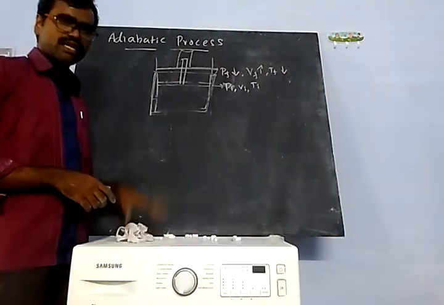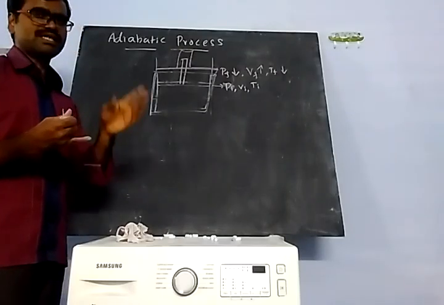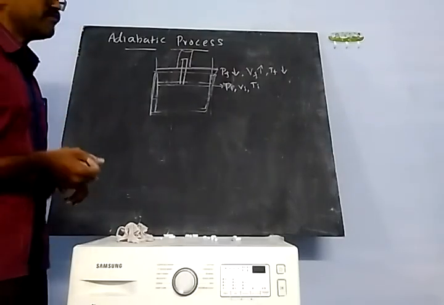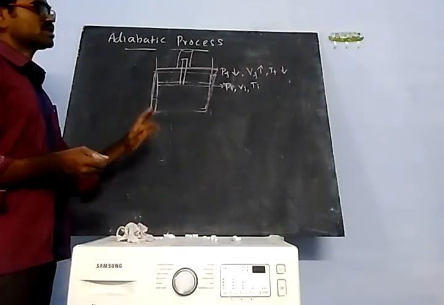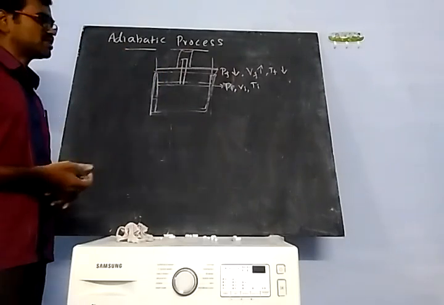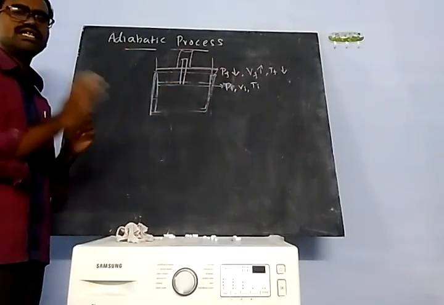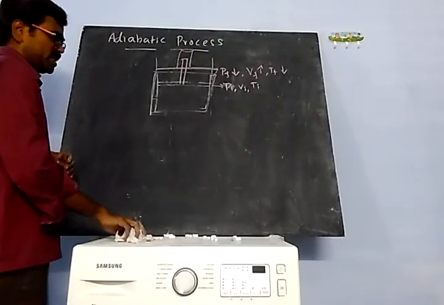So in the isothermal process, temperature is constant and only pressure and volume are variable. Here, in the adiabatic process, there is no heat energy entering or leaving the system, and pressure, volume, and temperature are the variable quantities.